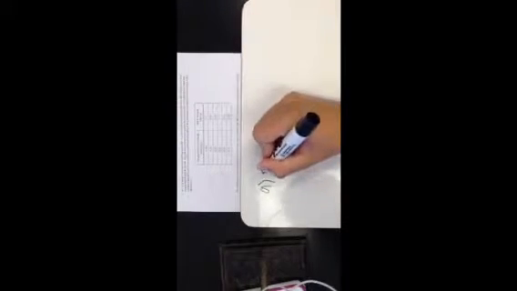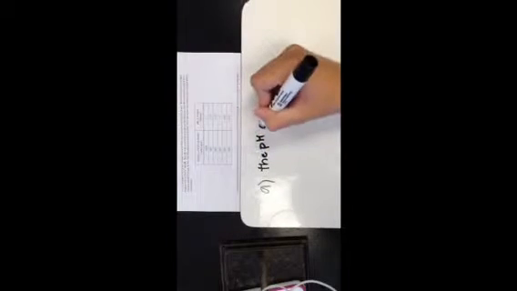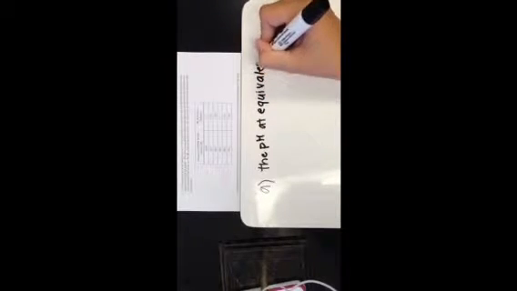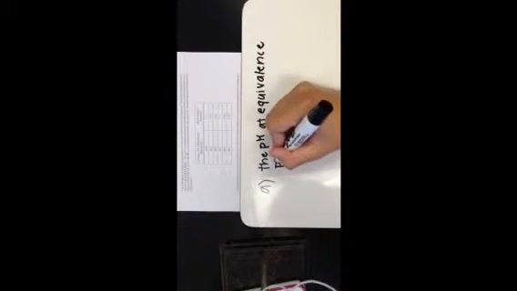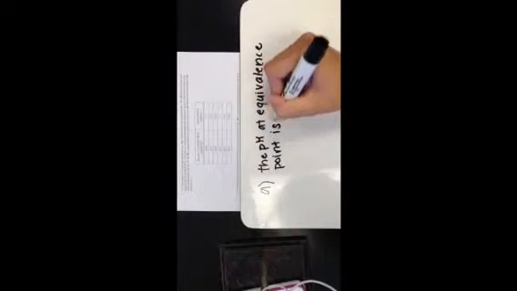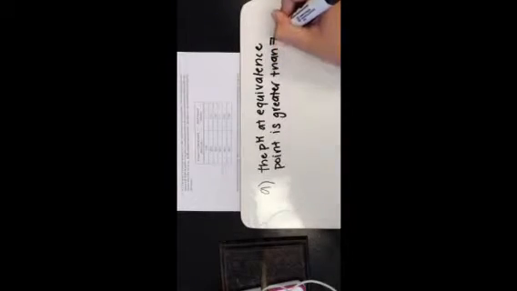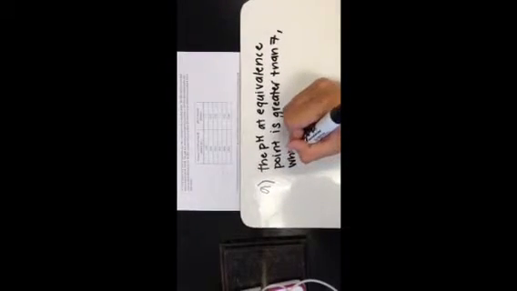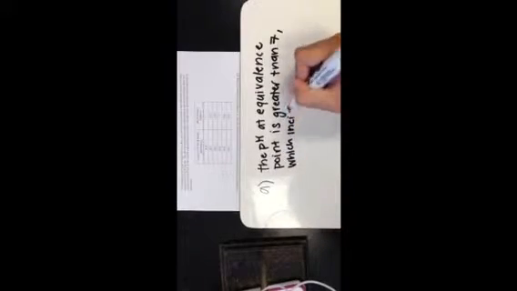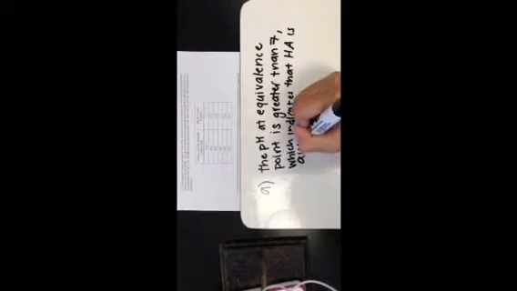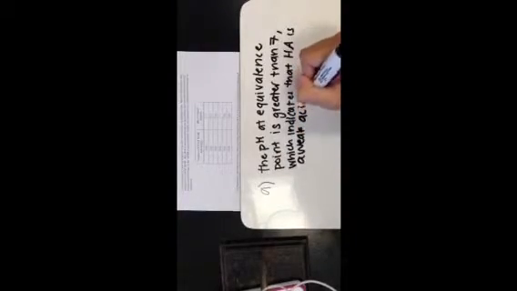So for this one, all you have to write is the pH at equivalence point is greater than 7, which indicates that HA is a weak acid.